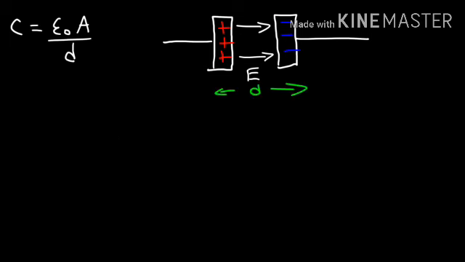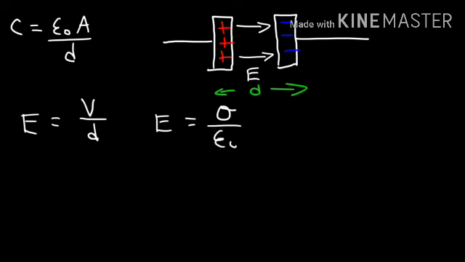Now you can calculate the electric field if you know the voltage across the capacitor and if you know the distance between the two plates. The electric field is simply the voltage divided by the separation distance. Now the electric field is also equal to the surface charge density sigma divided by epsilon sub naught. And the surface charge density is basically the total charge on that plate divided by the area of the plate.